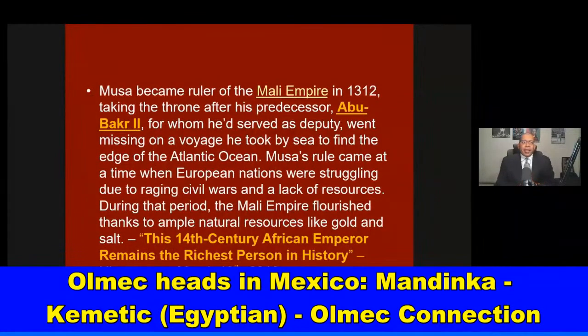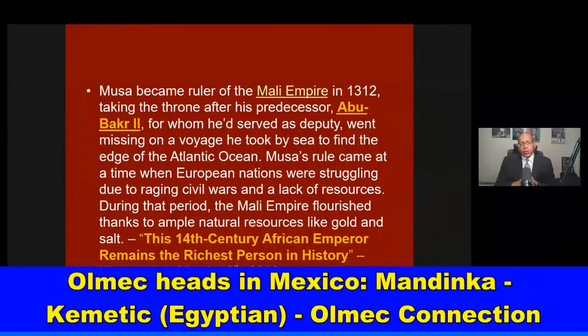Mansa Musa became ruler of the Mali Empire in 1312 Common Era, or AD, taking the throne after his predecessor, Abu Bakr II, for whom he'd serve as deputy, went missing on a voyage he took by sea to find the edge of the Atlantic Ocean. Mansa Musa's rule came at a time, now this is extremely important right here.